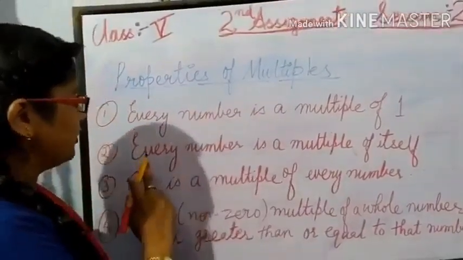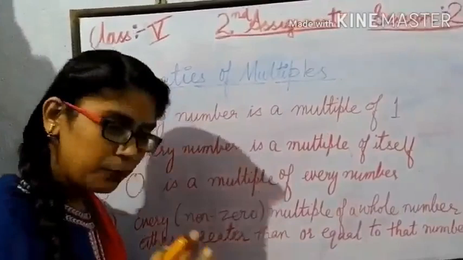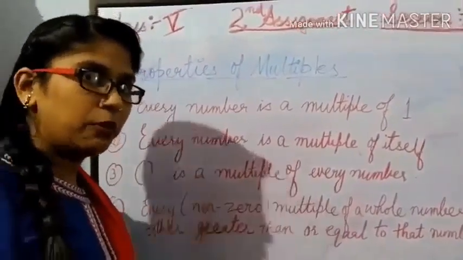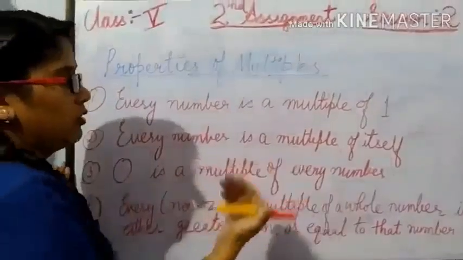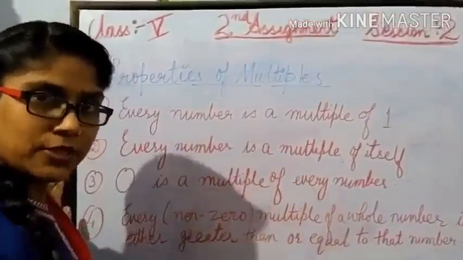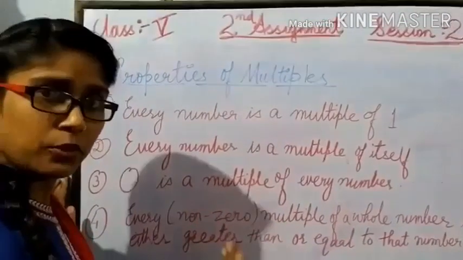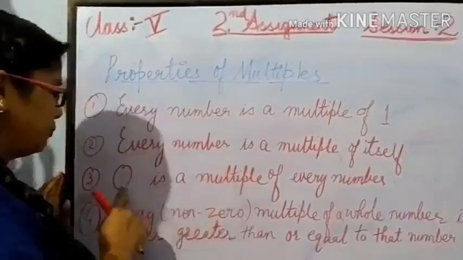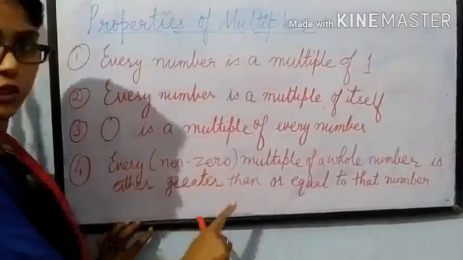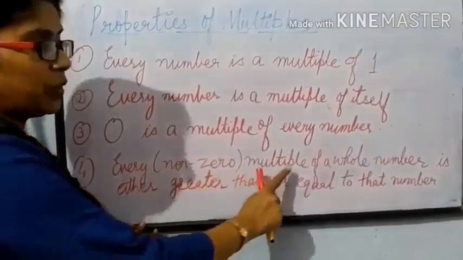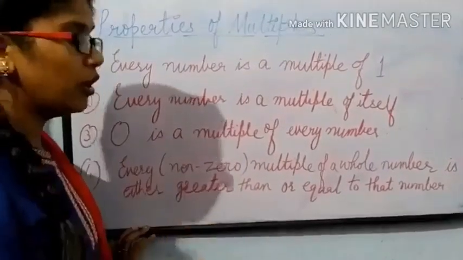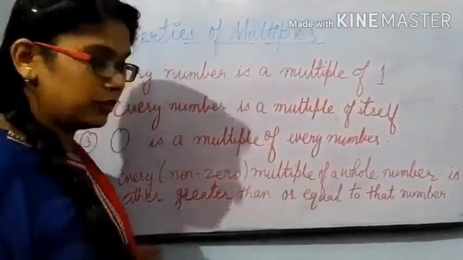Next point is every number is a multiple of itself. It means any number can be a multiple of itself. 6 is a multiple of 6 itself. 7 is a multiple of 7 itself. 8 is a multiple of 8 itself, and so on. Number 3. 0 is a multiple of every number. Next is every non-zero multiple of a whole number is either greater than or equal to that number.